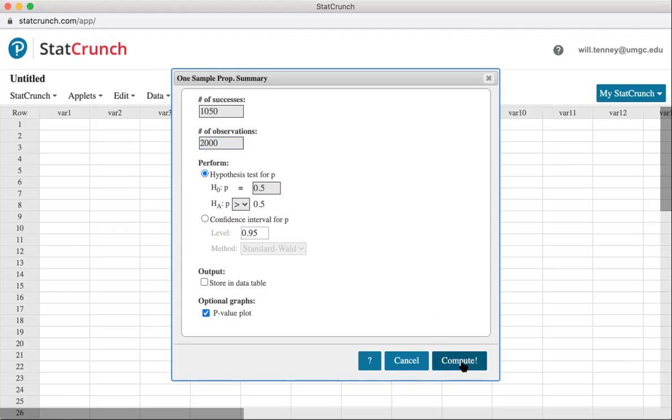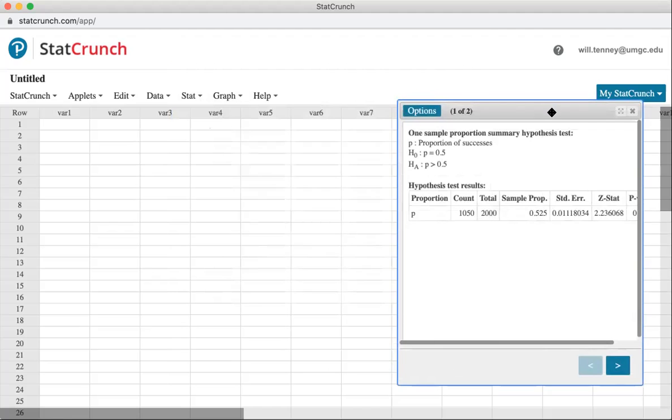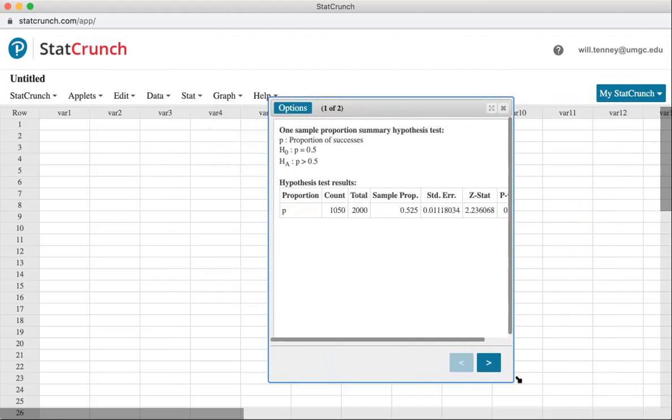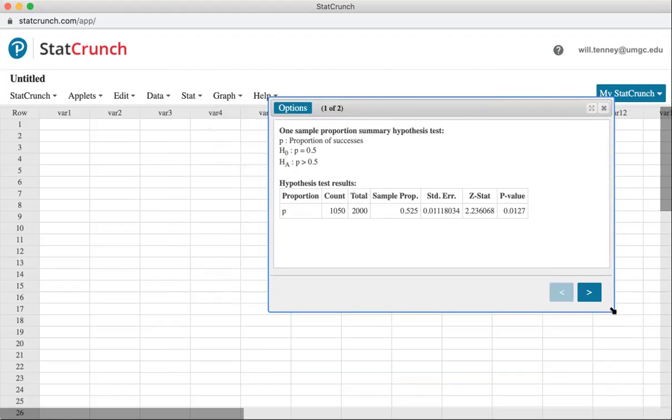Let's see if I get some good stuff. Wow, what do you know? I'm going to write that down. I got z equal 2.236, and the p-value equal to 0.0127. All right, that's what I needed.